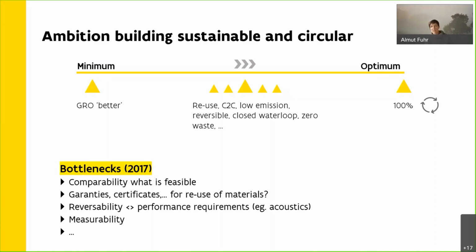Another aspect is the wish to have a reversible building, but there's also certain performance requirements, for example, on acoustics, which totally do not go together with a circular approach. So these are just contradicting aspects where we had to take priorities, sometimes on the one hand and sometimes on the other hand. And another aspect was, of course, the measurability of circularity, which is not that easy.